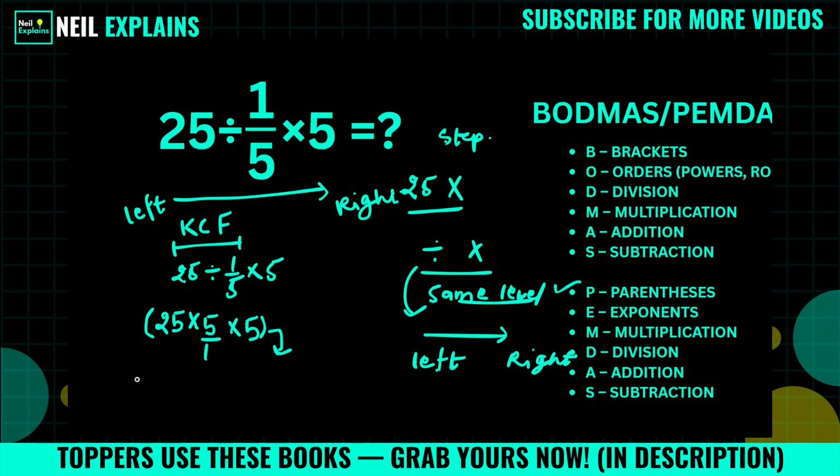Now it becomes a simple mathematical question. Right now we will operate all the multiplication. 25 into 5 is 125, and 125 into 5 will become 625, which will be the right answer.